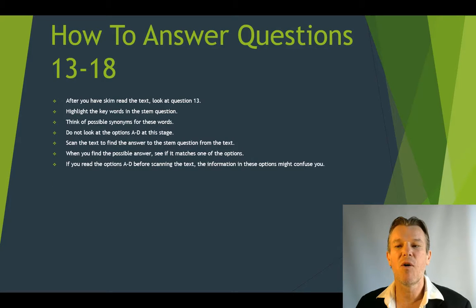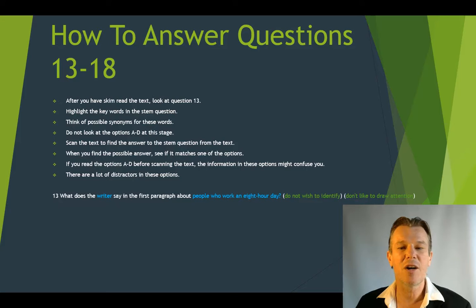And as I said before, if you read the options A to D before scanning the text, this information will confuse you. And this is why I'm stressing this again. Do not look at options A to D at this stage. And the reason why, as I mentioned before, is because of the distractors in these options. So let's have a look.